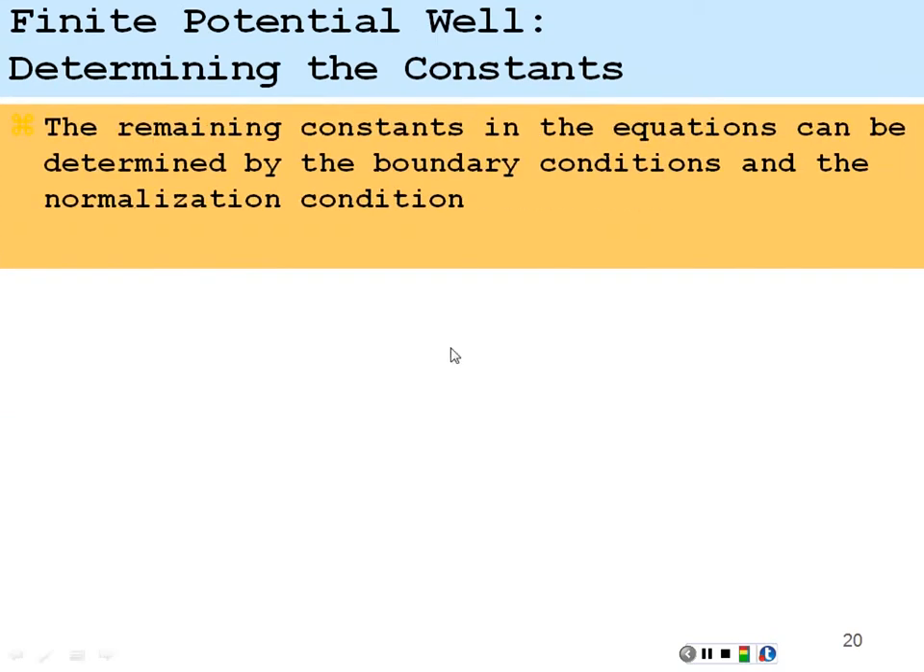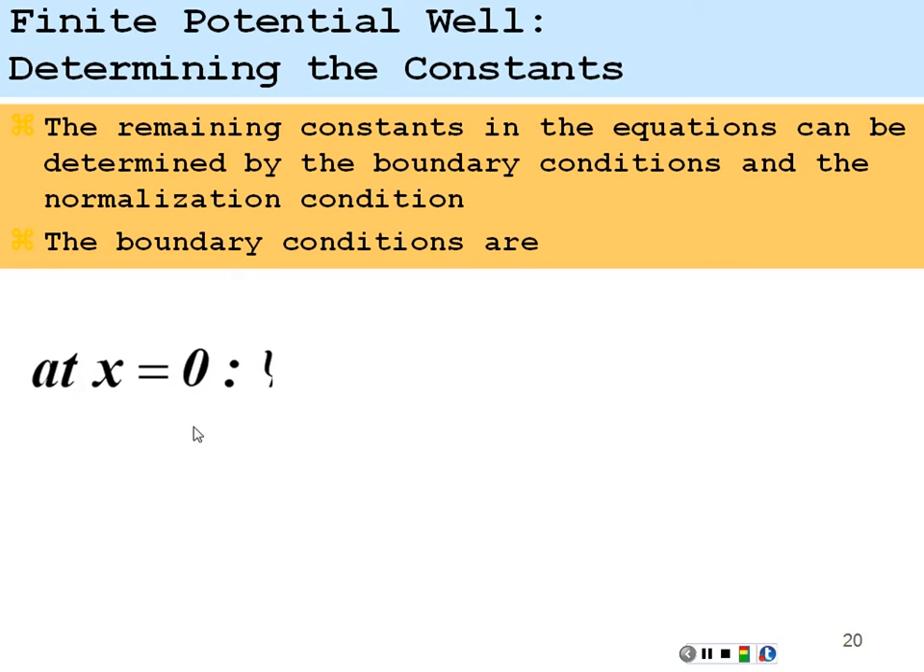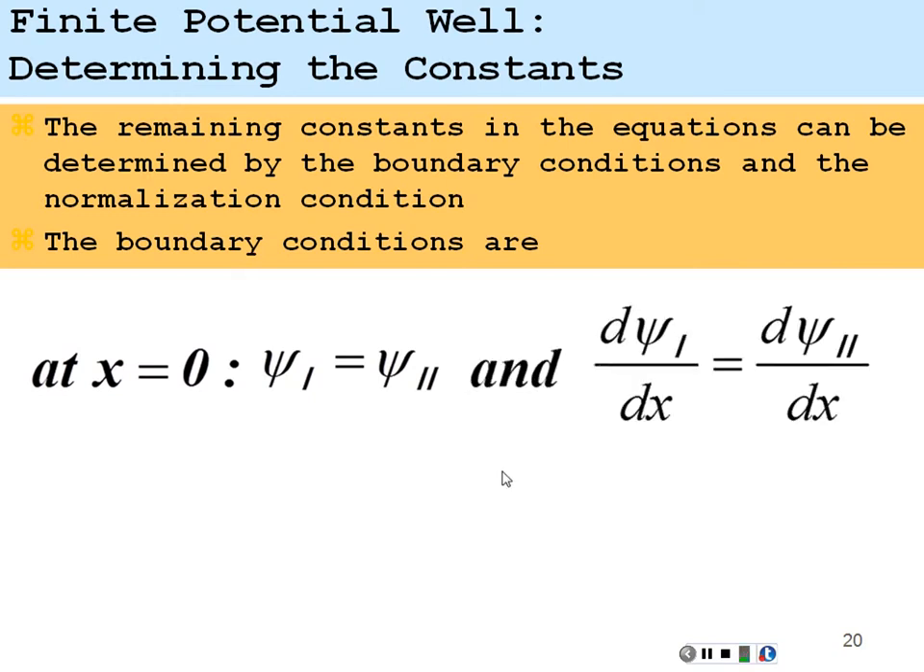We can solve this now because we have wave functions in all three regions. We have constants in these equations, and they must satisfy our boundary conditions at the boundaries and the normalization condition. The boundary conditions are at x equals 0. The wave function should be continuous, so wave function psi 1 should equal psi 2 at that boundary, and it should be true that the derivative of the wave function should be continuous as well. So d psi 1 dx will equal d psi 2 dx. That would help us determine the coefficients of the wave functions in these two regions.